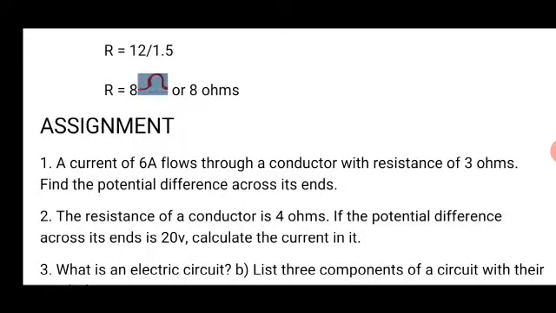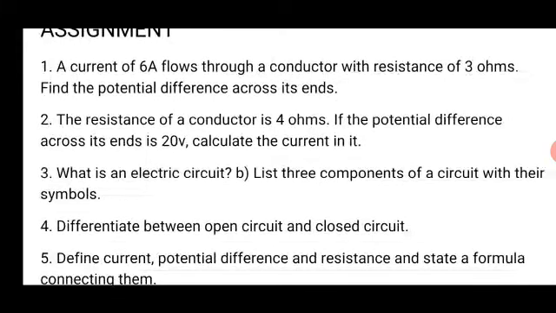The second question says the resistance of a conductor is 4 ohms. If the potential difference across its ends is 20 volts, calculate the current in it. So in this case, you are looking for current. You are not looking for resistance. Resistance has been given, and also potential difference has been given. You have to find the current. You know how to use the formula.